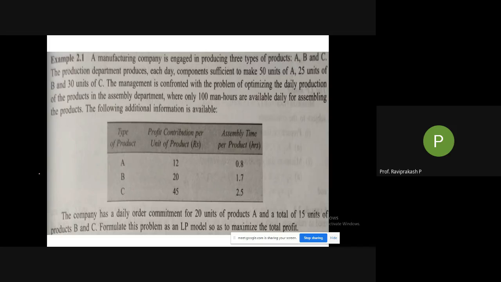I'll read out. A manufacturing company is engaged in producing three types of products. Three types of products: A, B, and C, capital A, B, and C. Full stop.